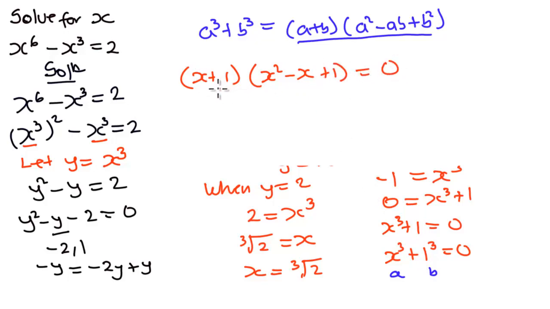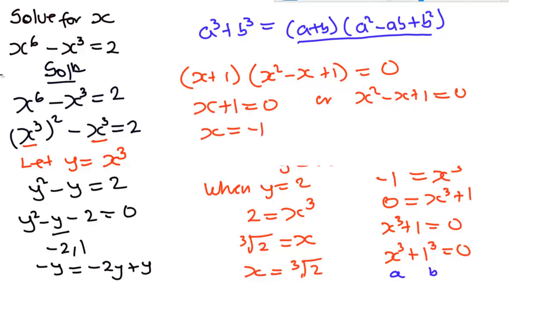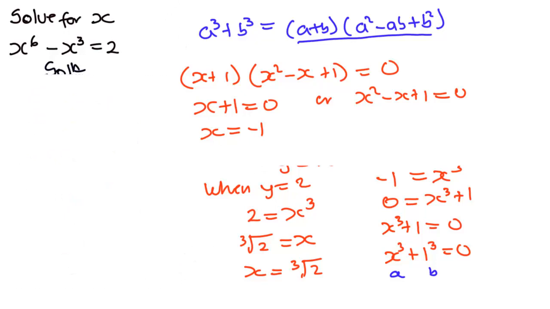So over here we have two factors, and so we can equate this to 0 and this also to 0. Now we're going to have x plus 1 to be equal to 0 or x squared minus x plus 1 to be equal to 0. And so from here we are going to have x to be equal to negative 1. So right now we are having two answers for x. We are having x to be equal to the cube root of 2. Then we are also having x to be equal to negative 1. So let's go ahead and solve for this.